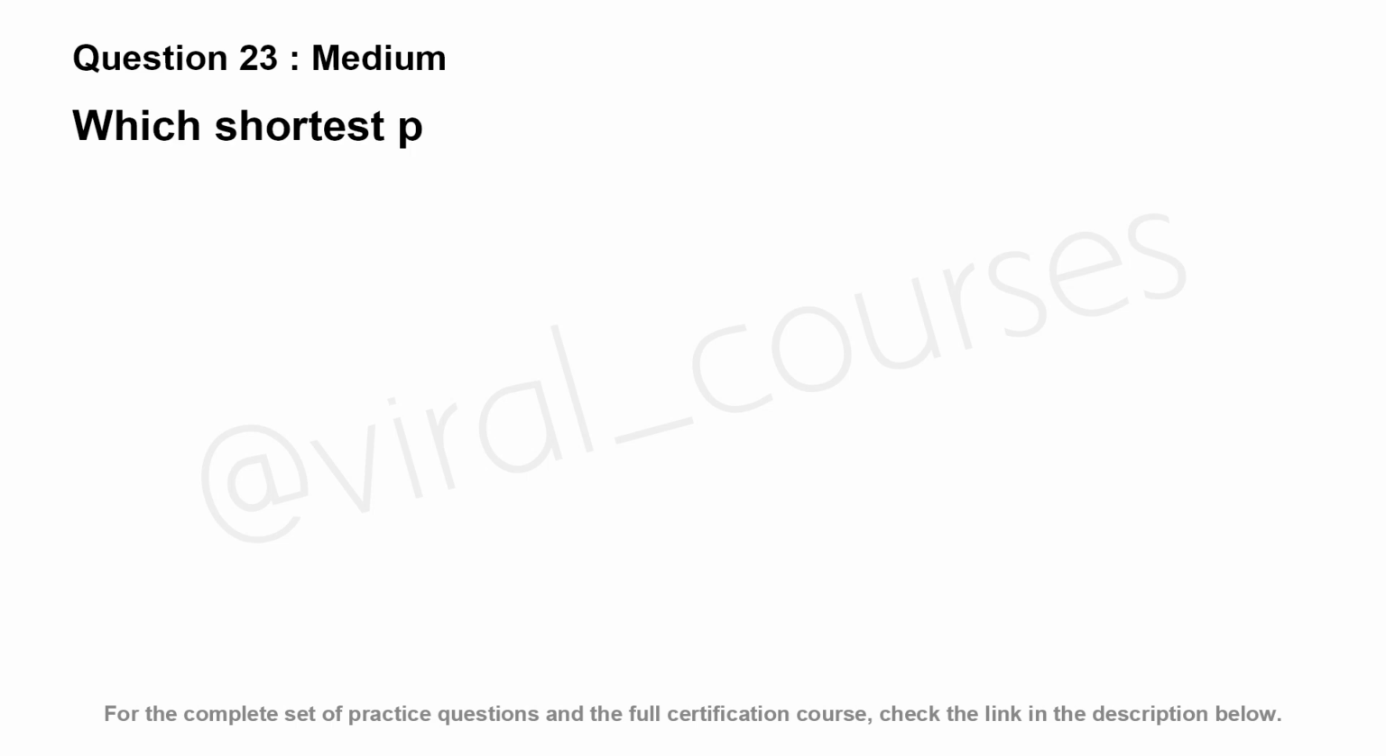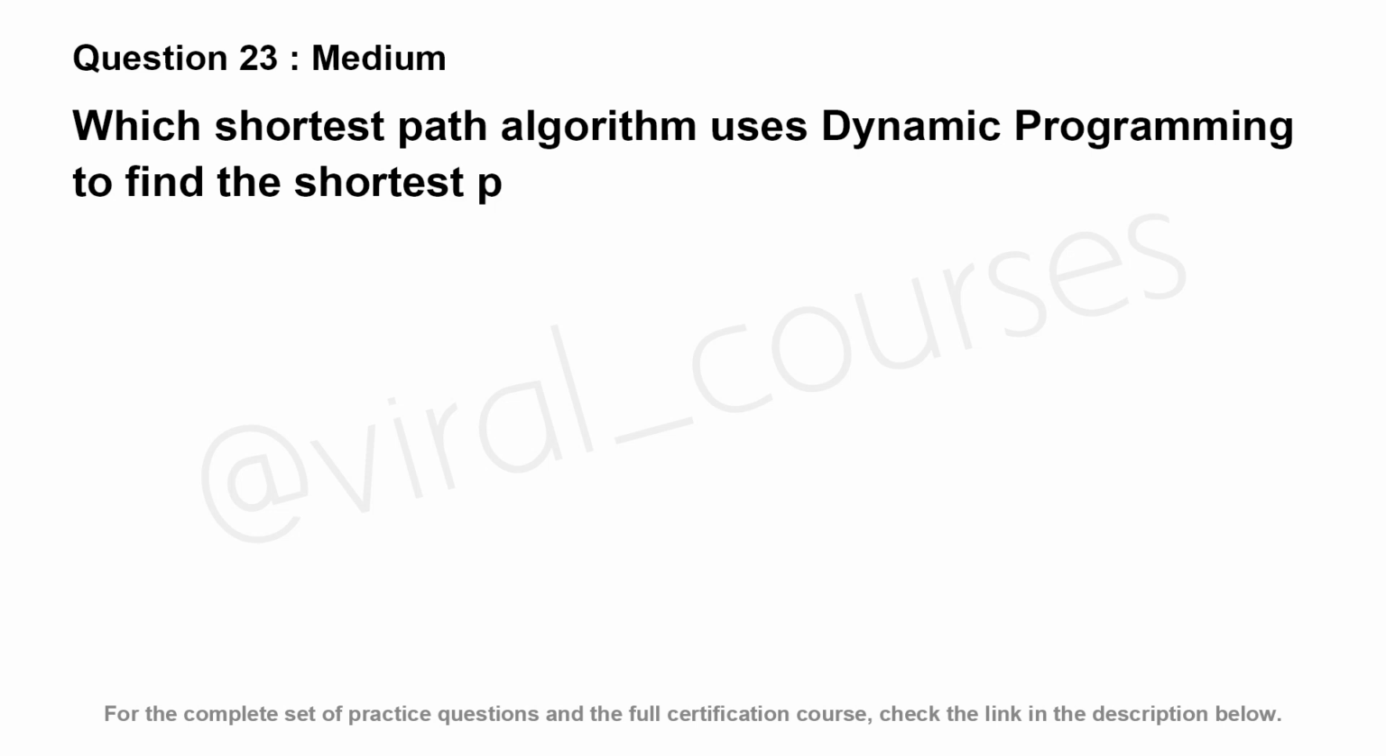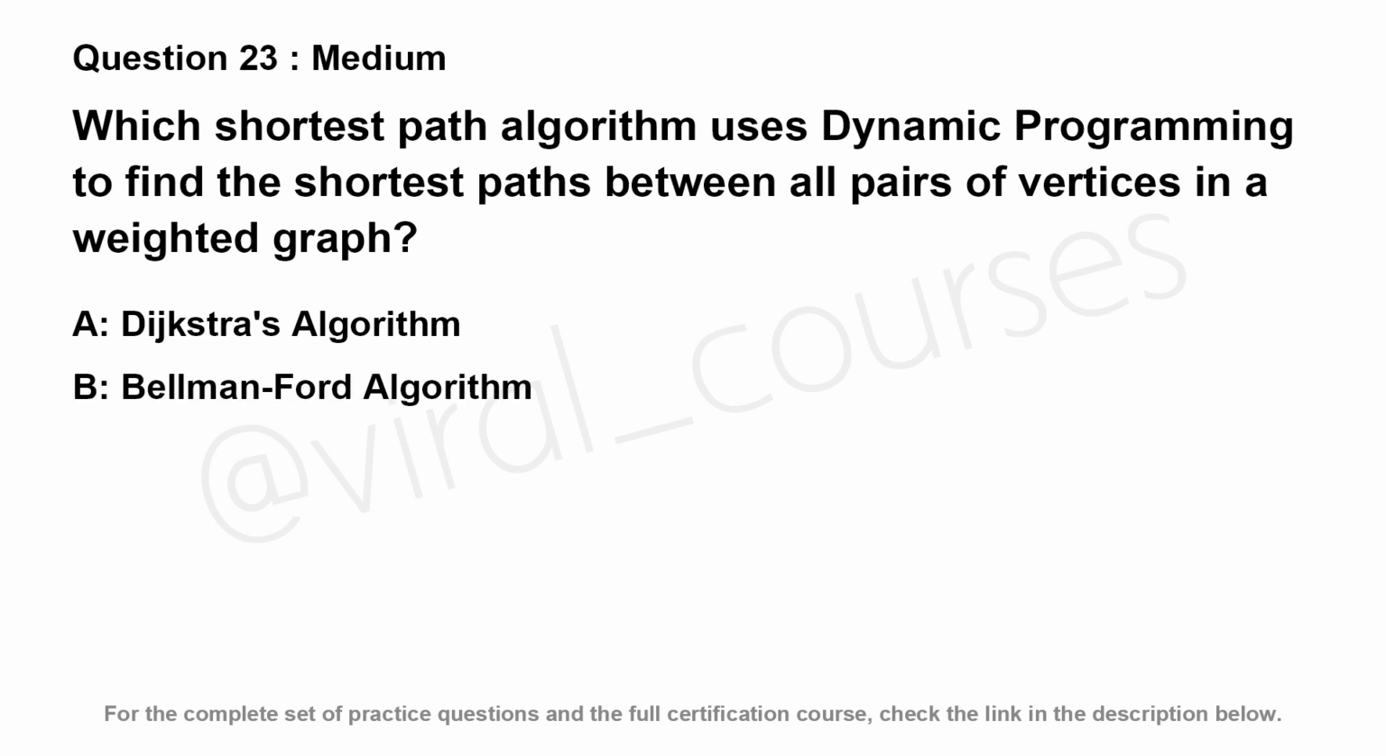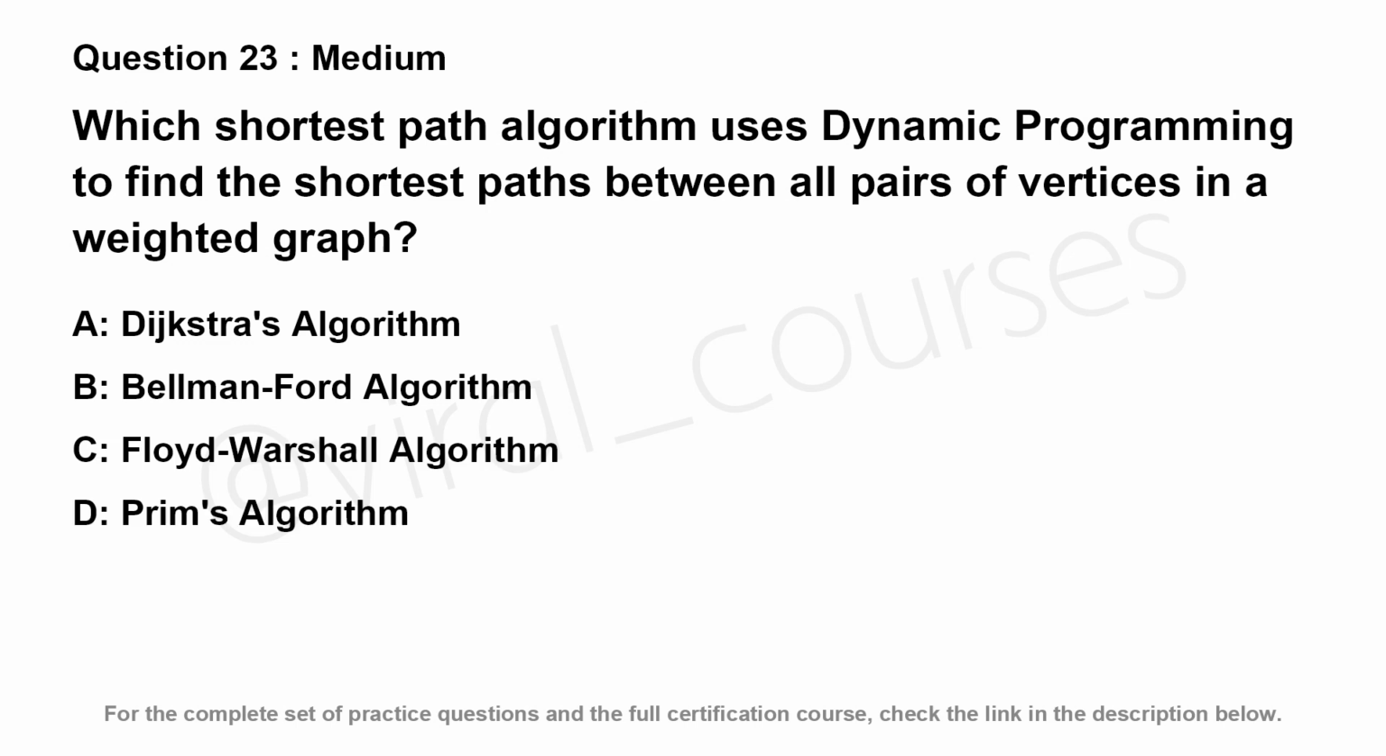Which shortest path algorithm uses dynamic programming to find the shortest paths between all pairs of vertices in a weighted graph? Option A. Dijkstra's algorithm. Option B. Bellman-Ford algorithm. Option C. Floyd-Warshall algorithm. Option D. Prim's algorithm.